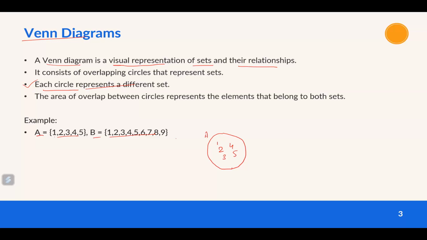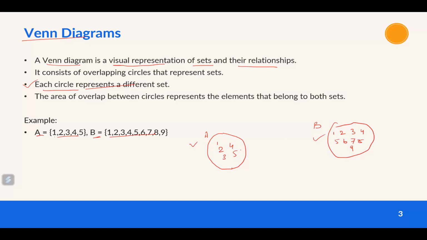This is the Venn diagram of set A. Similarly, if you draw the Venn diagram of set B, it will be 1, 2, 3, 4, 5, 6, 7, 8, and 9. So this is the Venn diagram of set A and the Venn diagram of set B.